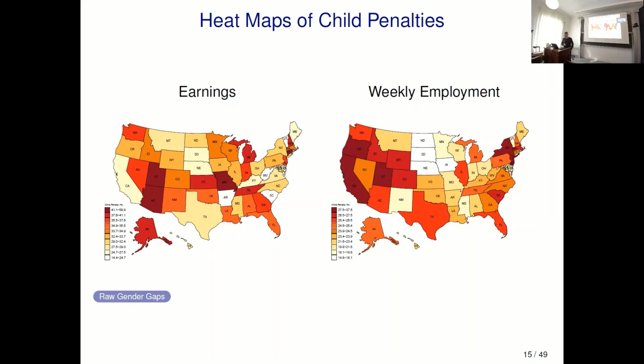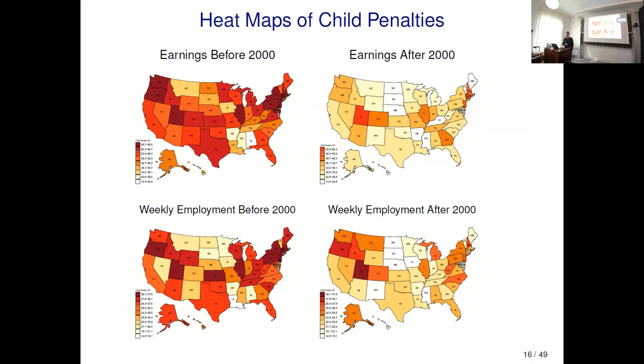This has changed over time in the US, so you can do these kinds of heat maps over time, which is what I'm doing here. Similar types of maps where you have a heat map of earnings penalties prior to year 2000, after year 2000, and similarly for employment. And you see, of course, child penalties used to be way higher in the US than they are today. The binning of child penalties here is done in the same way both before and after 2000. The fact that these are all light doesn't mean that child penalties have almost disappeared in the US. They're still quite sizable.